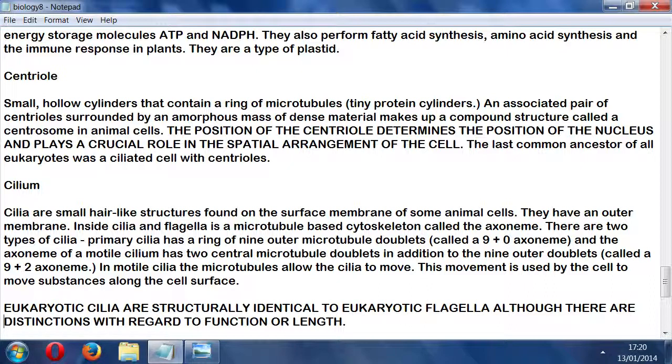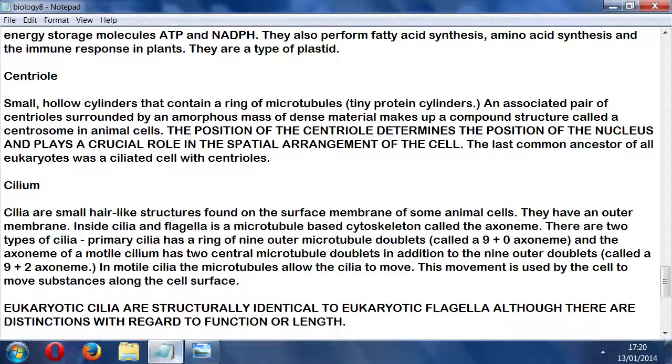Okay, anyway. The position of the centriole determines the position of the nucleus and plays a crucial role in the spatial arrangement of the cell. The last common ancestor of all eukaryotes was a ciliated cell with centrioles.